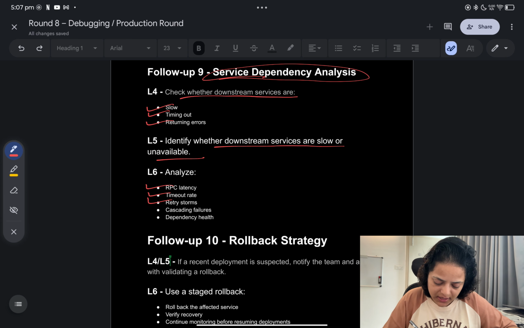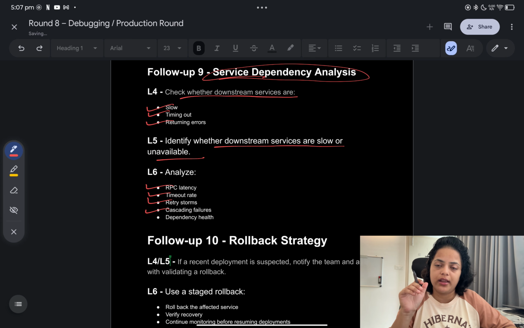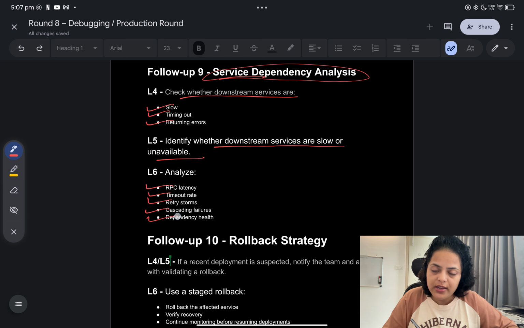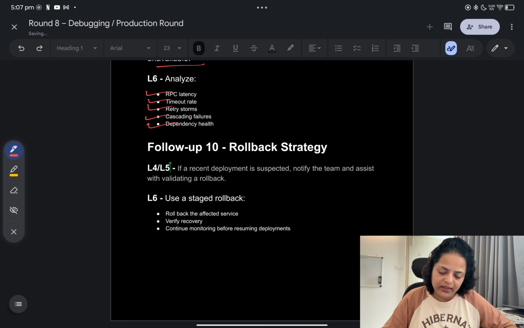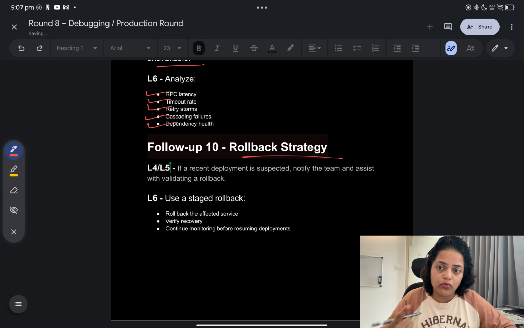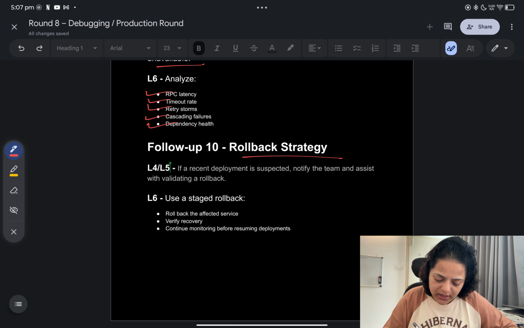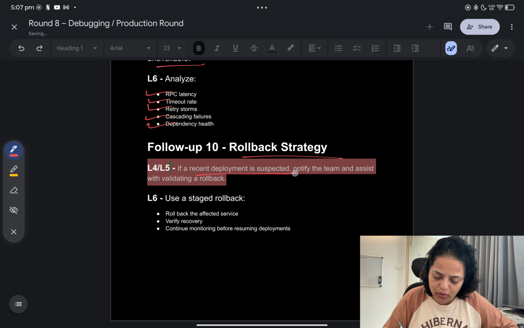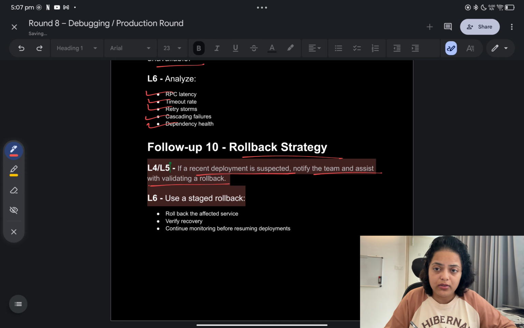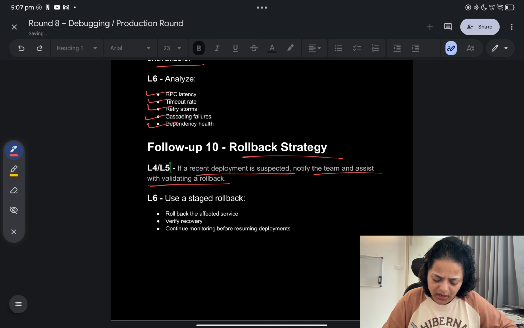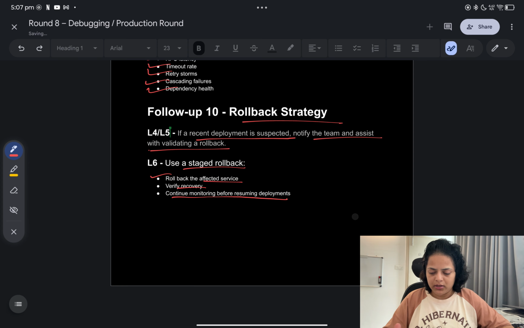Then cascading failure. If one service is failing, then the dependent service will also fail, so that is the cascading effect. And then dependency health. Now follow-up question 10 is rollback strategy. How will you roll back if something happens? L4 and L5 will say that if a recent deployment is suspected, notify the team and assist with validating a rollback. And L6 will say use a staged rollback, meaning roll back the affected service, verify recovery, and continue monitoring before resuming deployment. So that's it. Thank you.